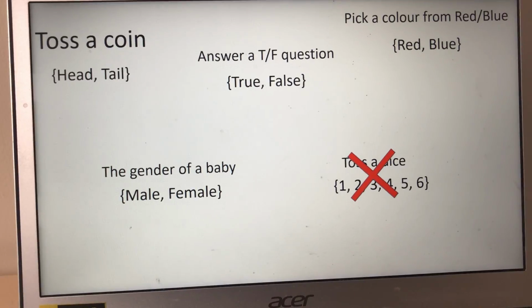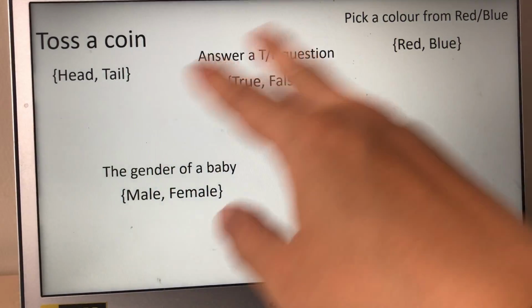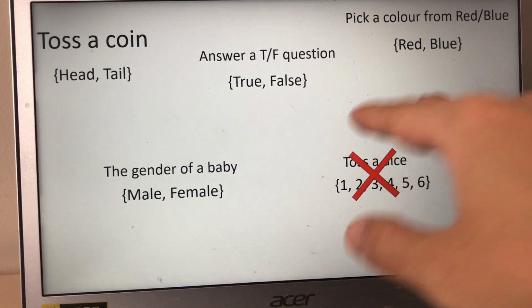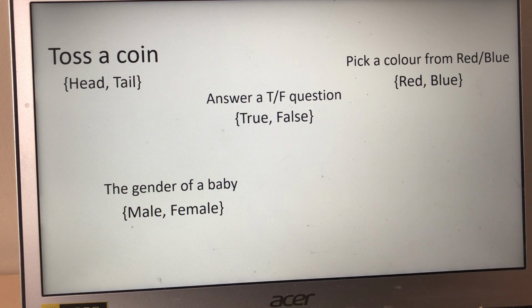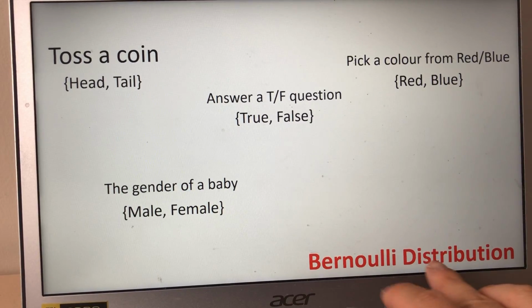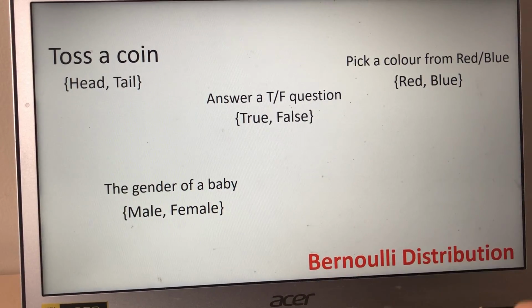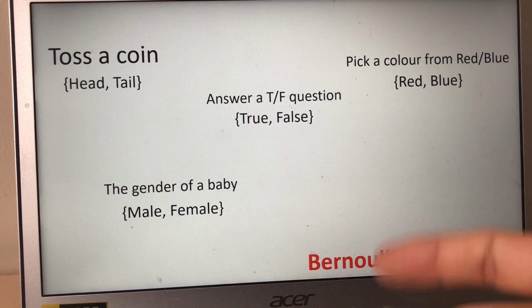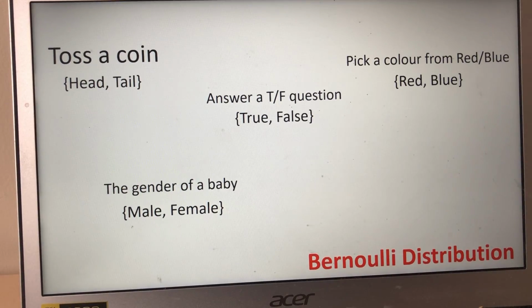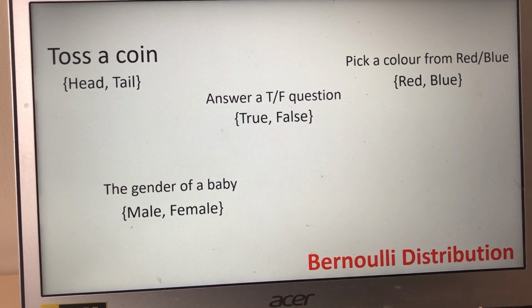And we call this event, they belong to the same category. We call them, the name is Bernoulli distribution. Bernoulli distributions are those events with only 2 results, and these are Bernoulli distribution.